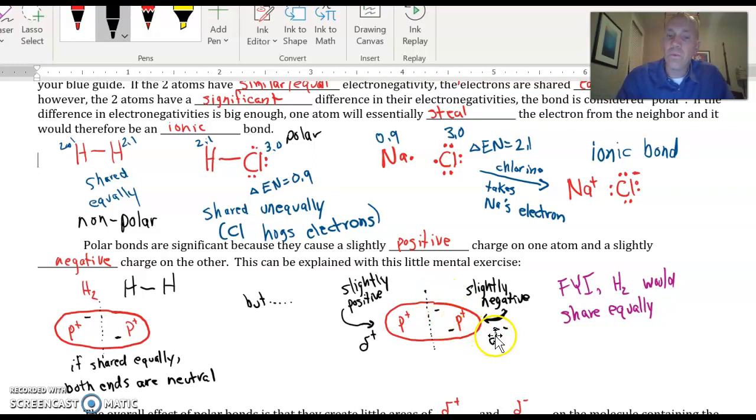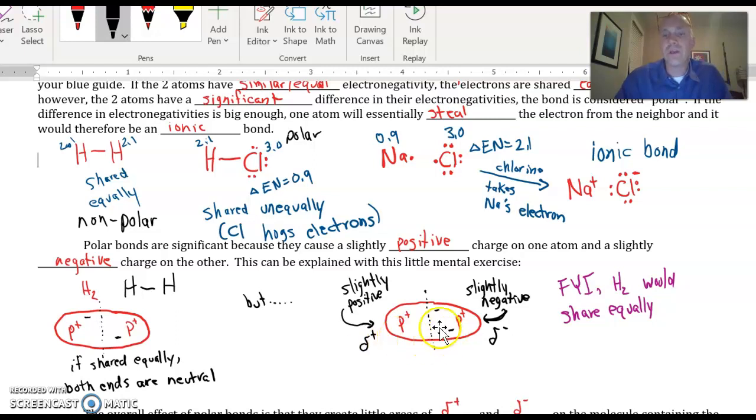So what that ends up causing is we'll call it a slightly negative side to that bond, which goes by this symbol right here. You call that a delta negative. The opposite side, which doesn't have the electrons, is delta positive.